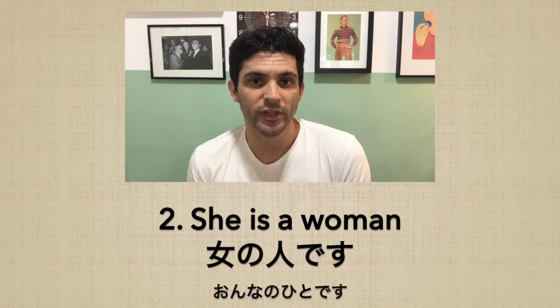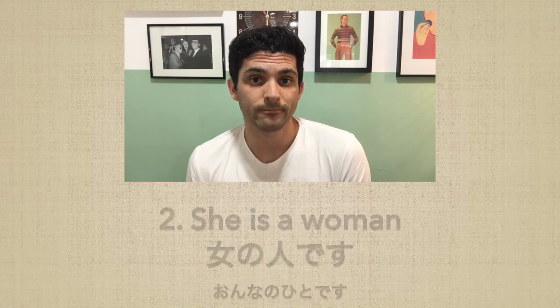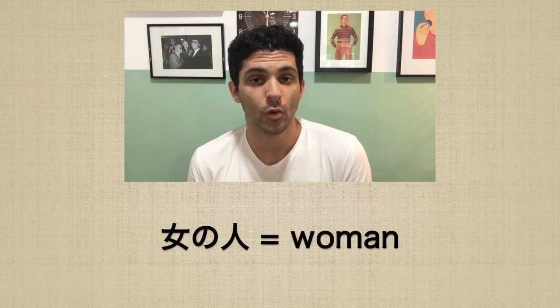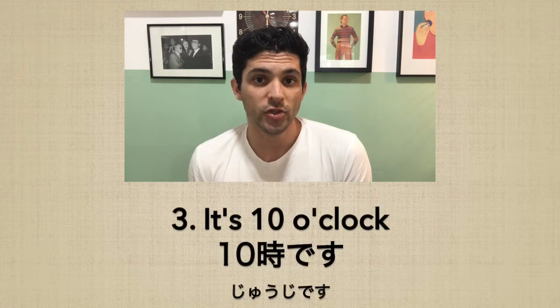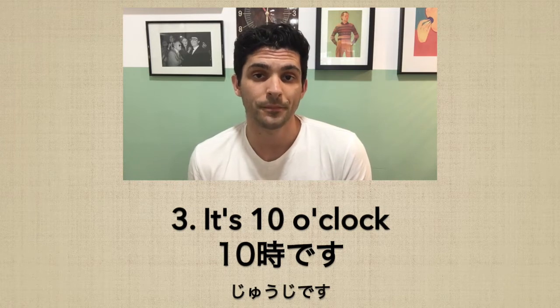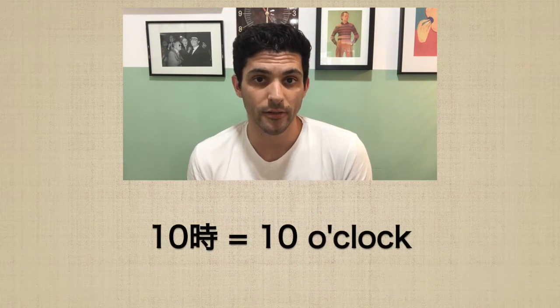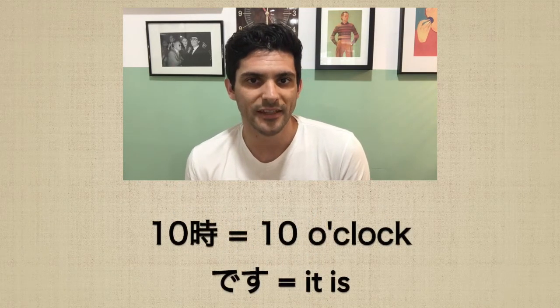Okay. The next sentence is onna no hito desu. She is a woman. Onna no hito, woman. Desu, she is. The final sentence is 10時です. It is 10 o'clock. 10時, 10 o'clock. Desu, it is.